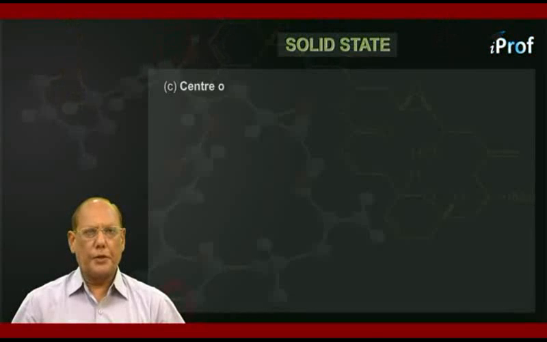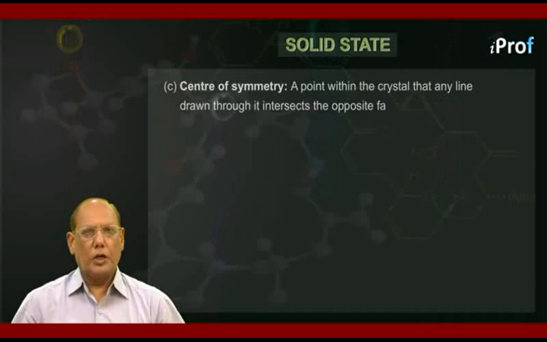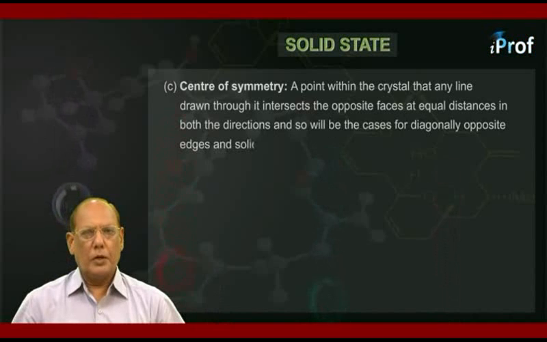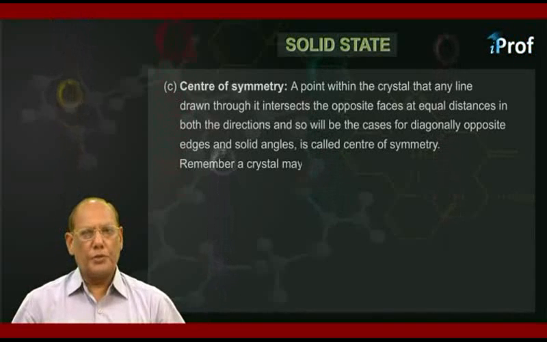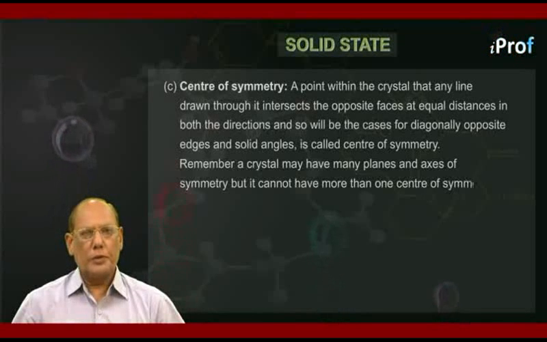C. Center of symmetry. A point within the crystal such that any line drawn through it intersects the opposite faces at equal distances in both the directions, and so will be the cases for diagonally opposite edges and solid angles, is called center of symmetry. Remember, a crystal may have many planes and axes of symmetry, but it cannot have more than one center of symmetry.